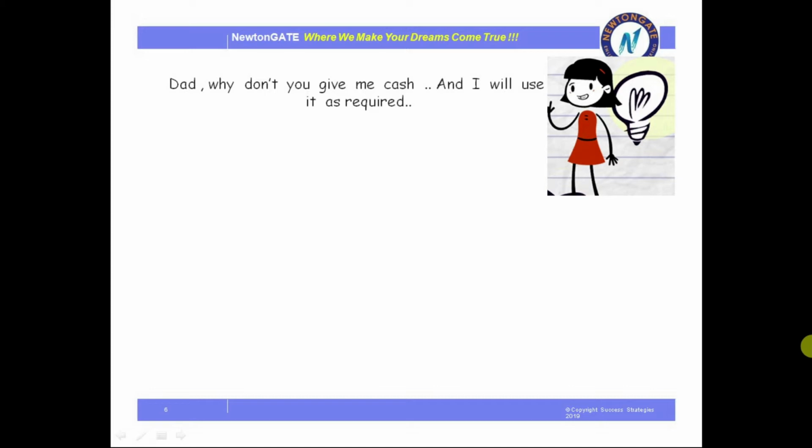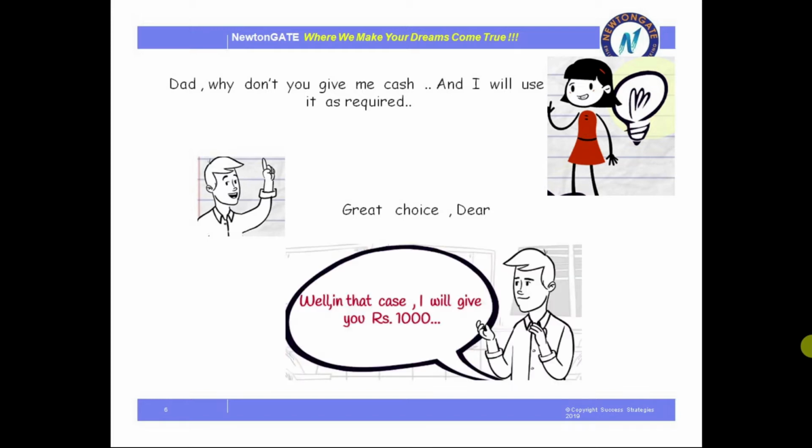It seems that Natasha finally had made a choice, and cash it is. She went to dad and said, "Dad, why don't you give me cash and I will use it as required?" Well, it seems a very good decision. Let us hear what her father said. Well, it seems her father also agrees and said, "Great choice, dear, great choice. In that case, I will give you rupees 1000 for scoring so well in your exam.